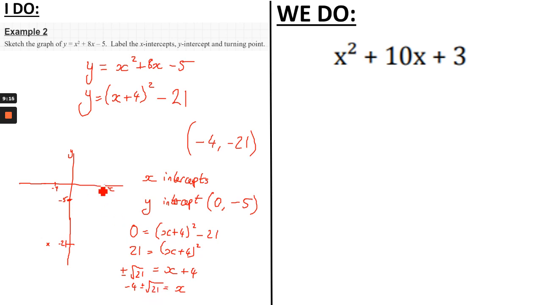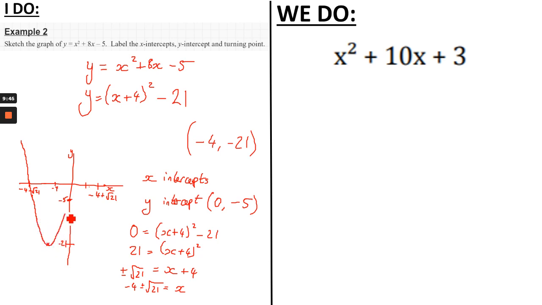So this value here is going to be minus 4 plus root 21. And this value here is going to be minus 4 minus root 21. So you know that your graph goes through this point, and bear with me because my sketch is not perfect. Okay, this one should be across here a bit more, and you'll see why in a minute. So that's the minimum point here.